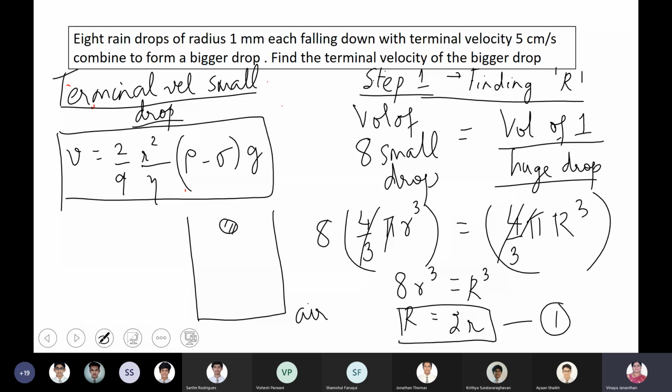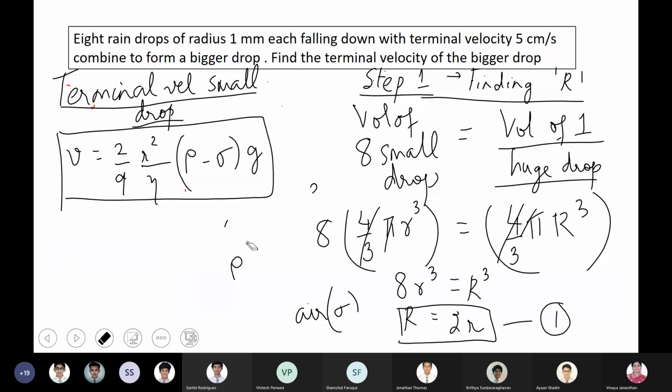So the density of air is sigma. The density of the body, here the water droplet, the density of water is rho. Are you clear, boys? You have to think which is the medium in which the object is falling. The medium is air. The object, the spherical body which is falling, is the water droplet. So rho represents the density of the object falling through a medium.